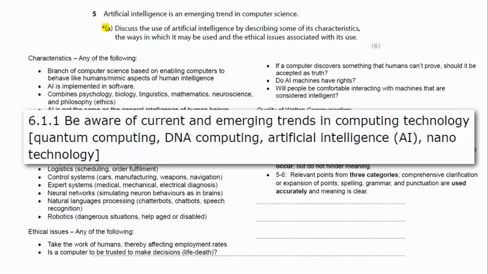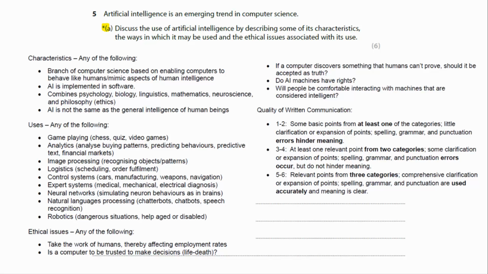So just adapt it to the other ones, because you may get this question, which is quite a nice question. Some of the characteristics, the ways in which it may be used, and the ethical issues. So just to quickly talk about this bit here, you have to have relevant points from the 3 categories. You can't just ignore, say, the ethical issues to get the full 5 or 6 marks. So some of the ideas I come up with for characteristics, like I say, if I were you, I would just do a little spider diagram as part of your revision for the other topics, which I've forgotten about.